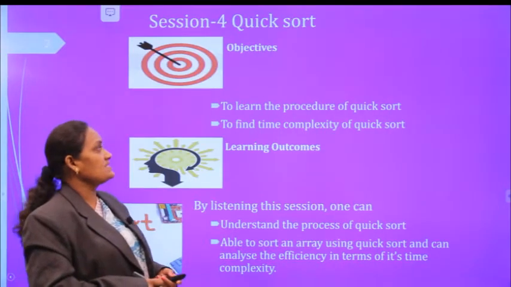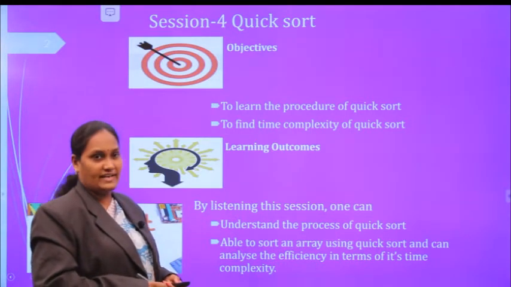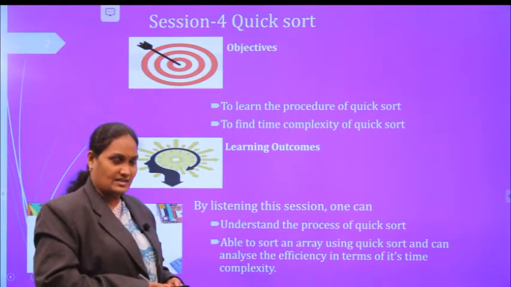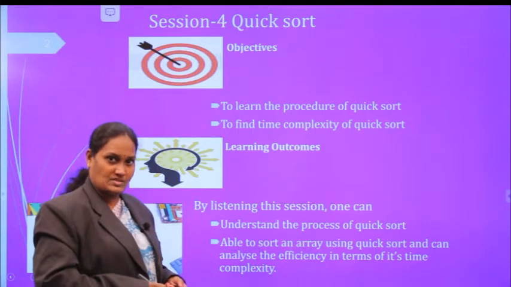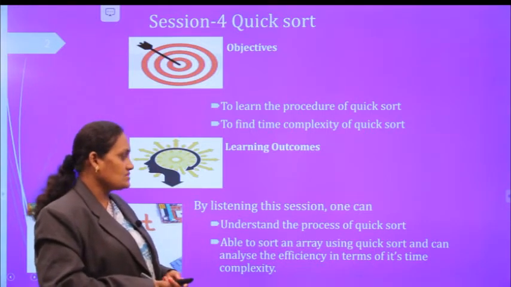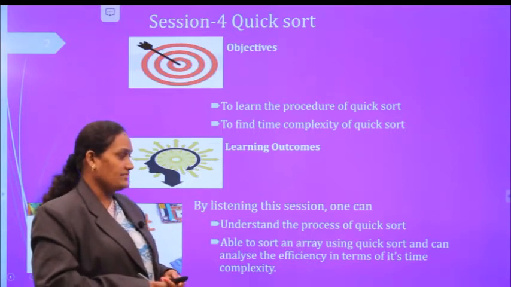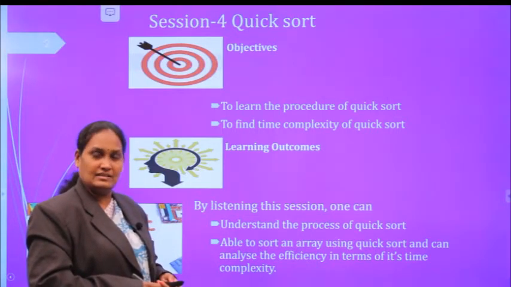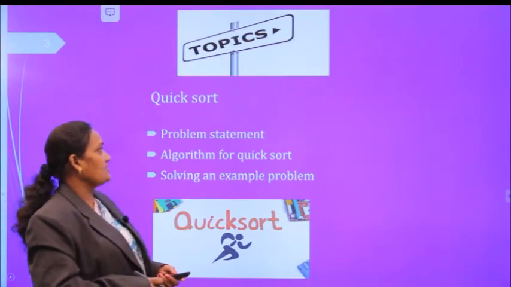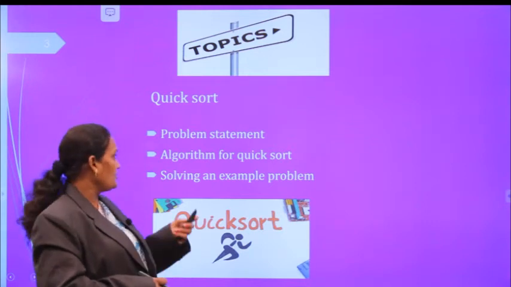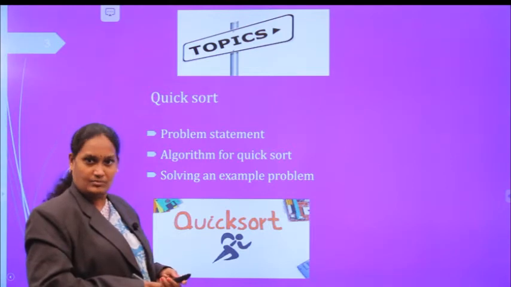The main objectives of this session are to learn the procedure of quicksort and to find the time complexity of quicksort. The learning outcomes of this session are to understand the process of quicksort, to be able to sort an array using quicksort, and to analyze the efficiency in terms of its time complexity. The topics that we are going to discuss in this session are the problem statement, the algorithm for quicksort, and solving an example problem.